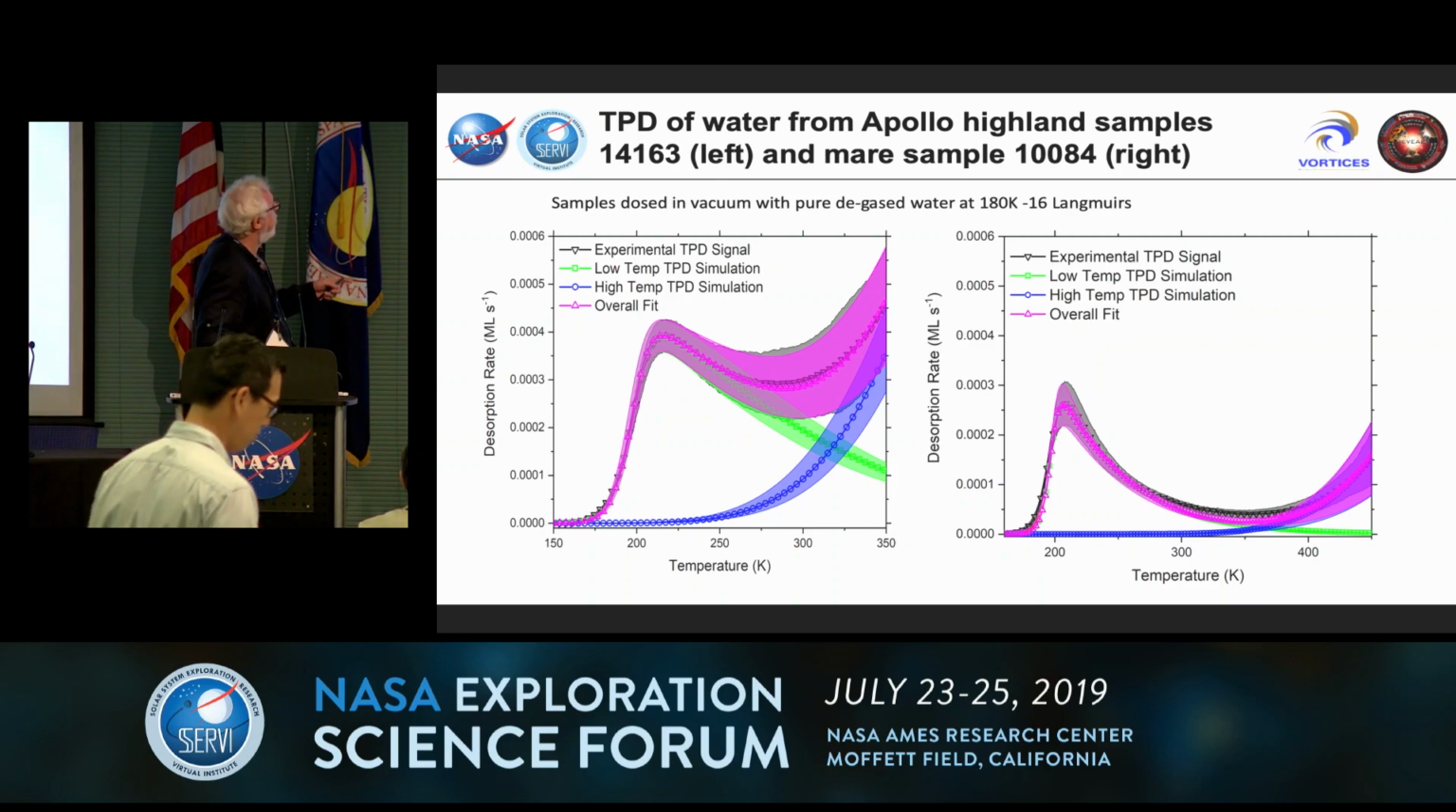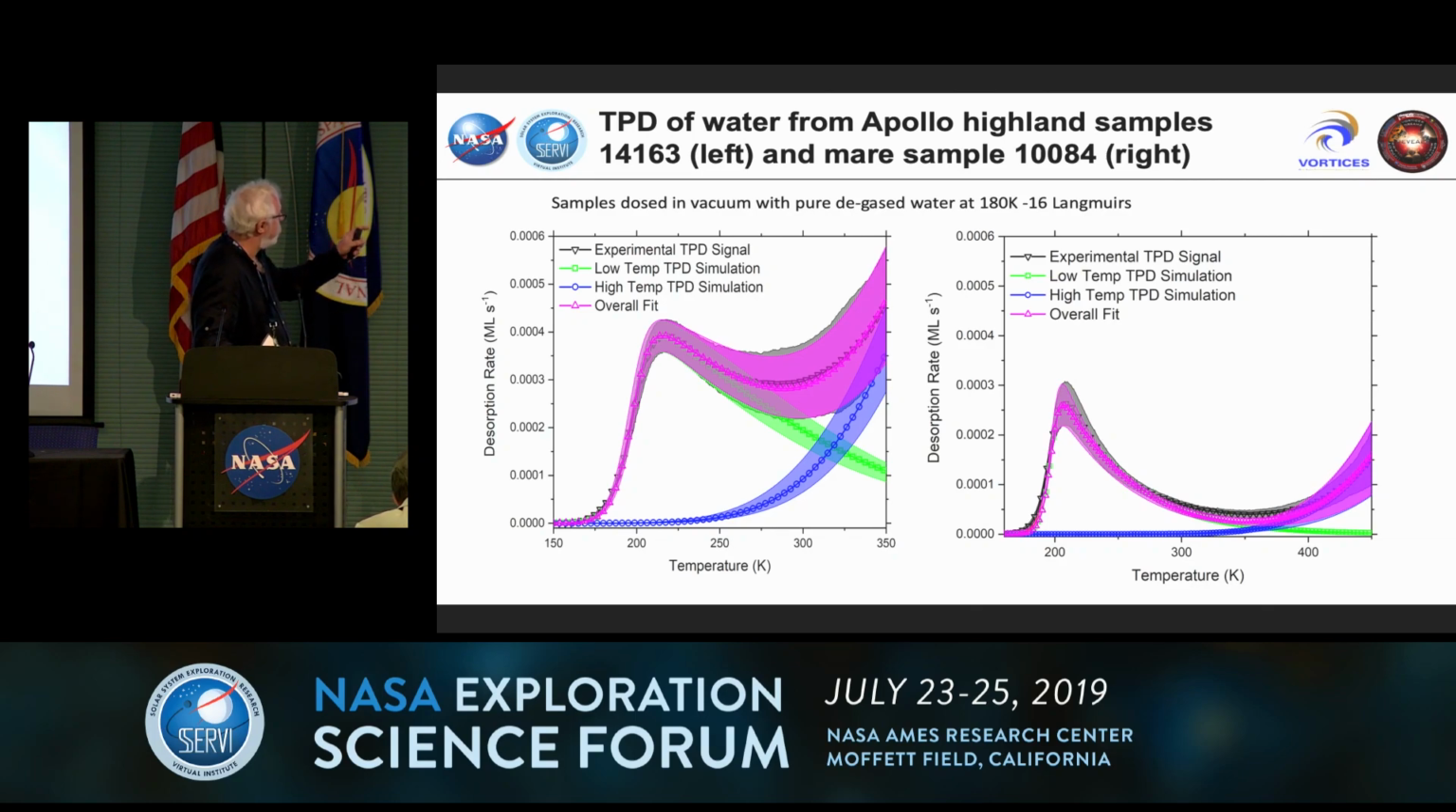All right, so this is a TPD of a highland sample, 141.63 on the left, and a mare sample on the right. The solid black line is the data. The pink line is the overall fit. And there are several things to note on here. First of all, the amount of signal coming out, so these are on the same axis, on the same scale. The amount of water on the mare is significantly lower than on the highland sample, and that's consistent with several other samples that we've looked at.